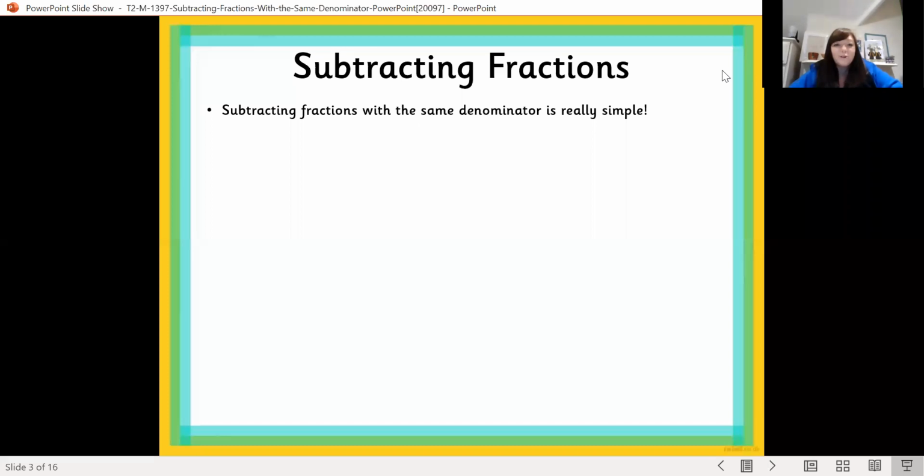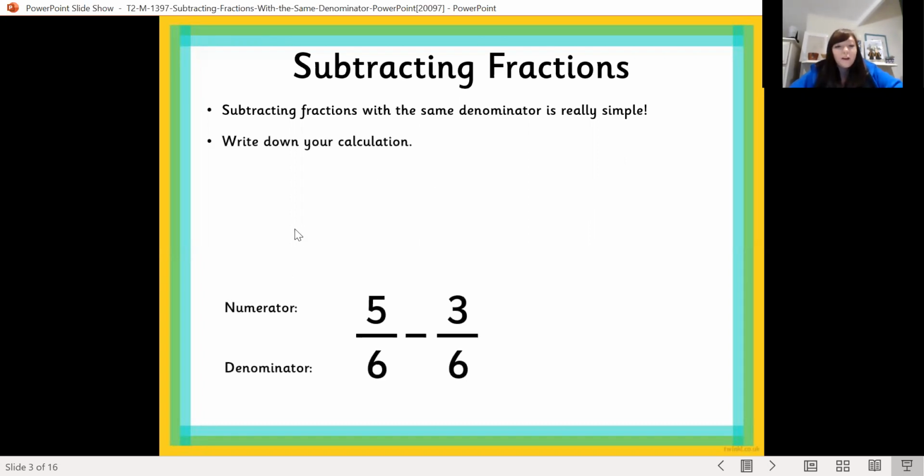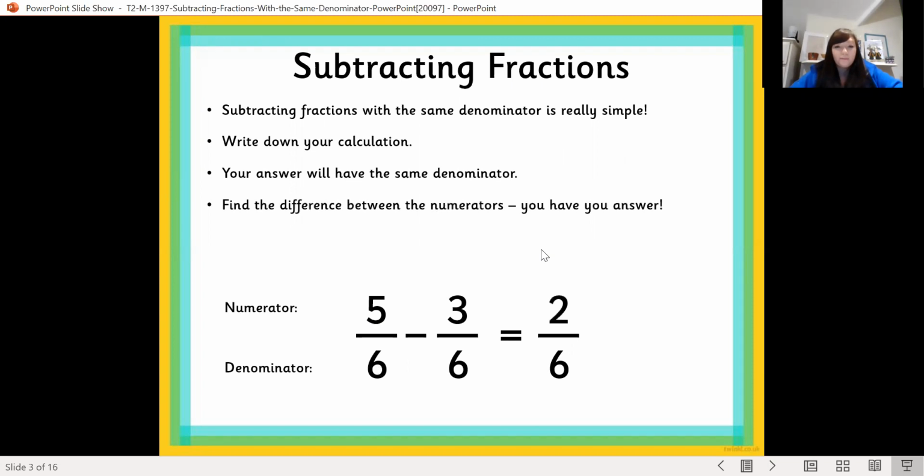Okay, so subtracting fractions is really simple when you're using fractions with the same denominator, the same as when you're adding fractions with the same denominator. You write down your calculation. So here we have 5/6, subtract 3/6. Your answer will have the same denominator as the question. And they just have to find the difference between the first fraction and the second fraction. So you're doing 5 take away 3 equals 2, and your denominator has stayed the same, so you have 2/6.